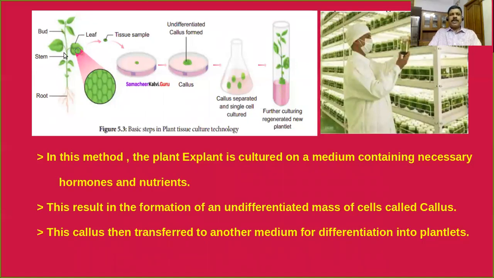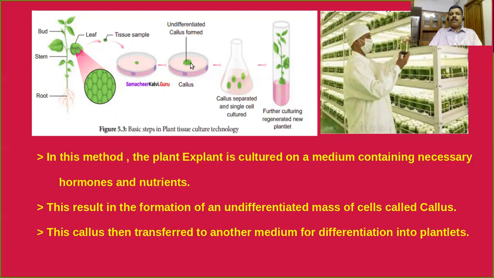Dear students, you can see the different steps in tissue culture. In this method, first of all, the explant is cultured on a medium containing necessary hormones and nutrients. This is the explant. Explant means the small part of the plant we are using for micropropagation. First of all, we have to inoculate the explant in a particular medium containing necessary hormones and nutrients. This is actually a growth medium. As a result, what happened?